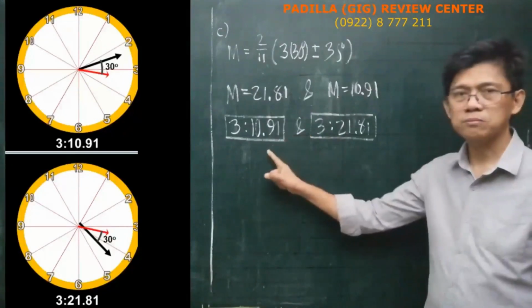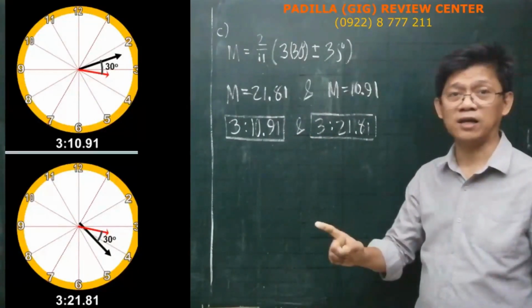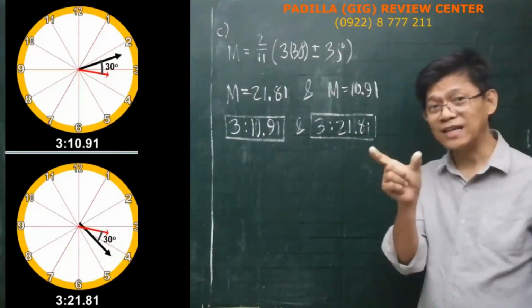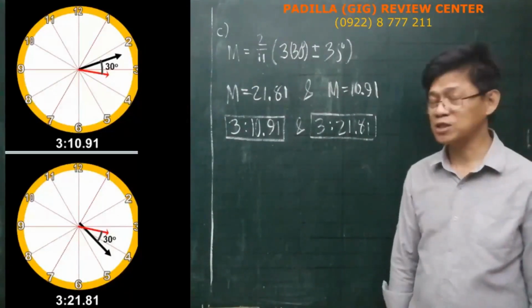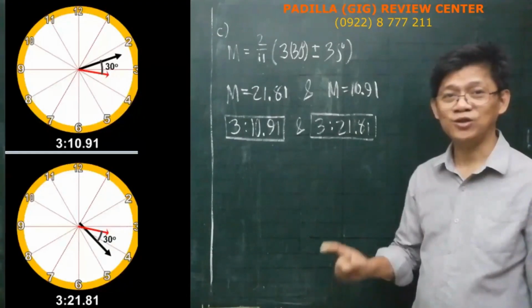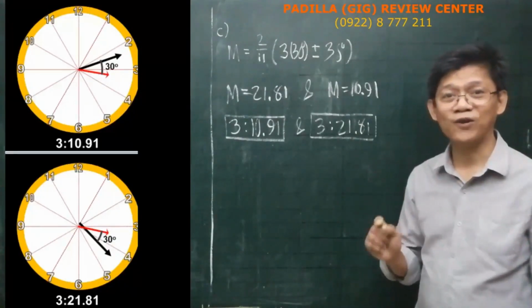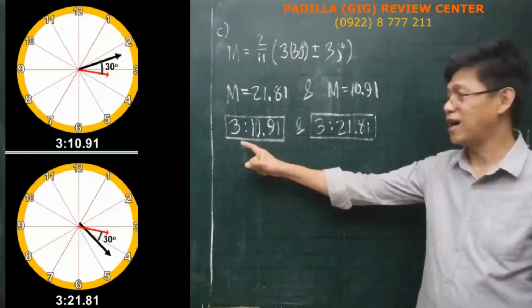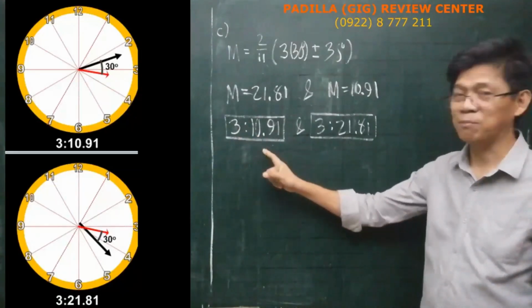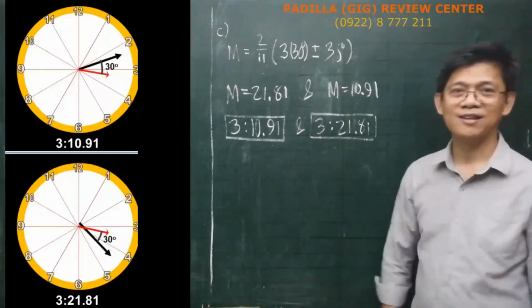Between the two, if it is not specified, then use the hidden phrase in a clock problem: for the first time. So if not specified, then you choose the one for the first time. And the first time the condition is satisfied is at 3:10.91. Is that clear?